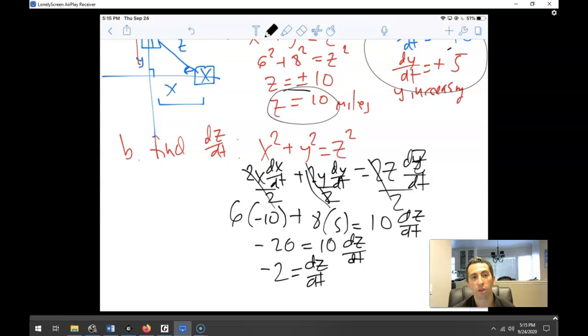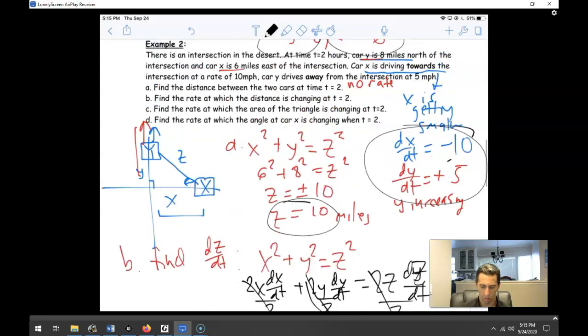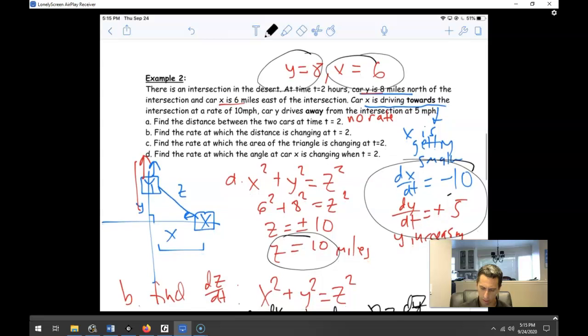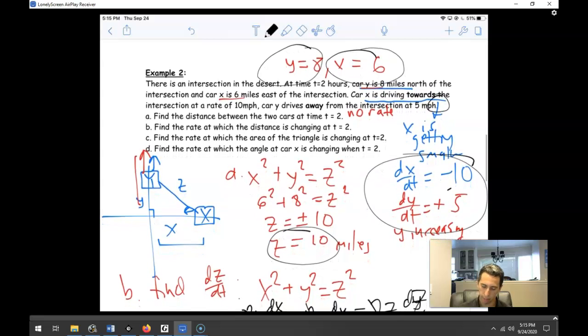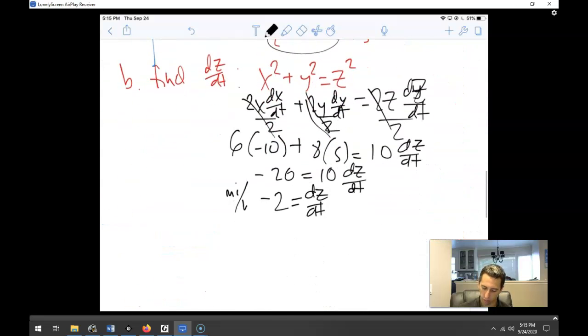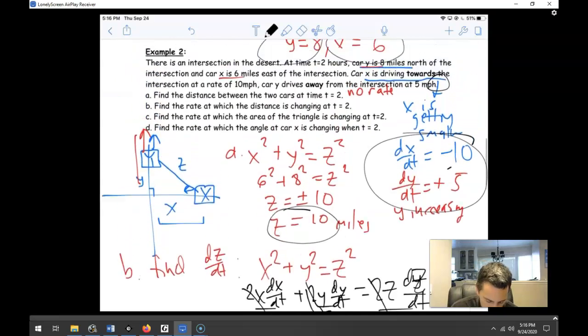Now, when we want to think about units, what are the units of z? z is the distance in terms of miles, and the t is still in terms of what? I think it was hours? Yeah, they're miles per hour, right? We see that mph. So that's also in terms of miles per hour. Okay, so that's the rate the distance between them is changing. All right, now let's get to part C of this problem.